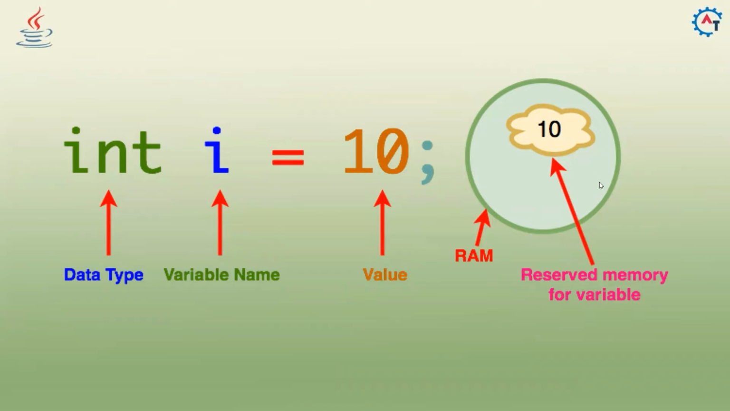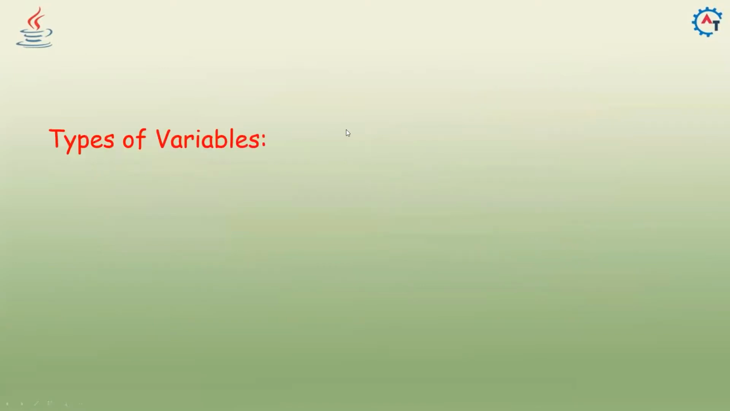So now, types of variables. There are four types of variables. We'll see them one by one. The first one is instance variables.